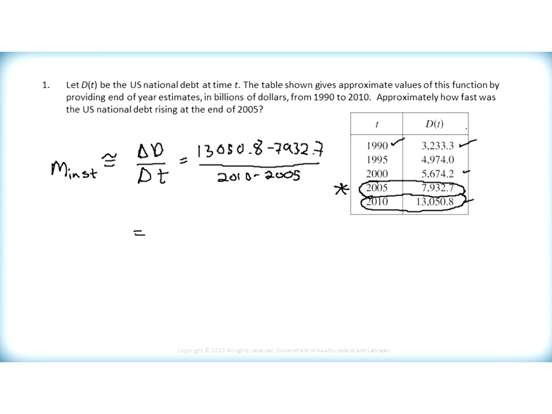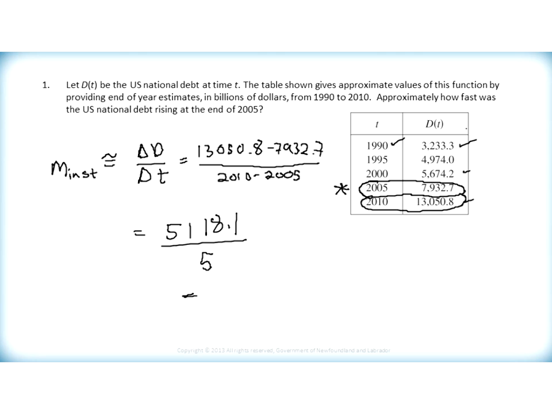So we're using a span of 5 years here to make an estimate for the instantaneous rate of change that we want. If you just plug that into a calculator real quick, in our numerator we're going to get a value of 5,118.1. In our denominator, we get a value of 5.